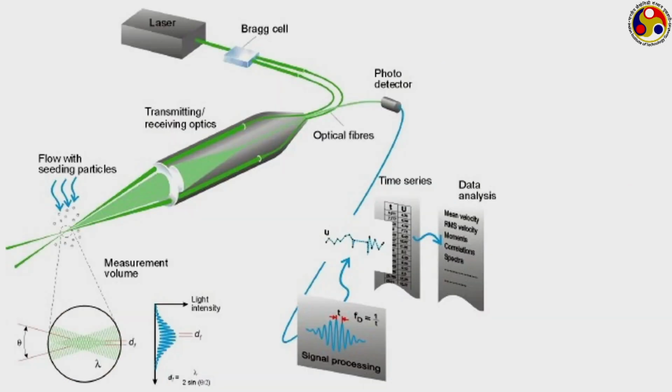This is a more complete diagram. Here it starts with a laser, then we have a Bragg cell. The objective of the Bragg cell is to split the laser beam into two beams. It acts as a beam splitter. Then it goes through this transmitting and receiving optics, and now a laser sheet is produced.